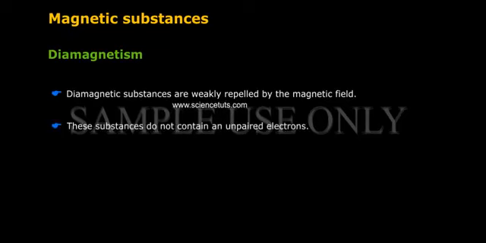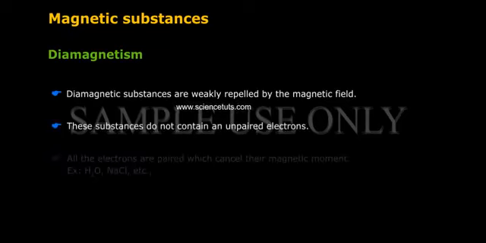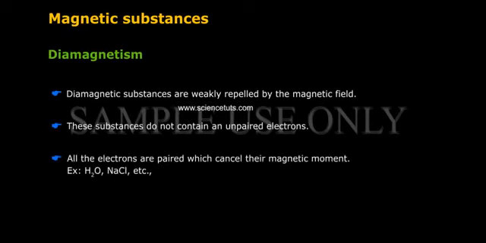Diamagnetism. Diamagnetic substances are weakly repelled by the magnetic field. These substances do not contain any unpaired electrons. All the electrons are paired, which cancels their magnetic moment. Example, H2O, NaCl, etc.